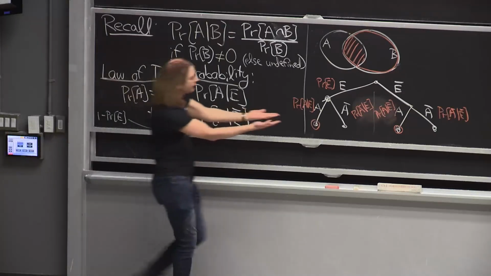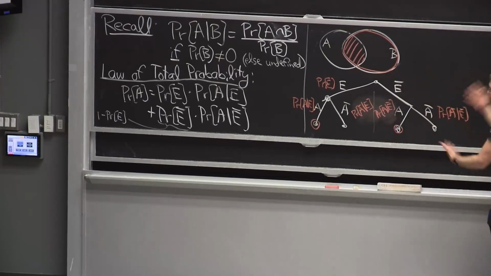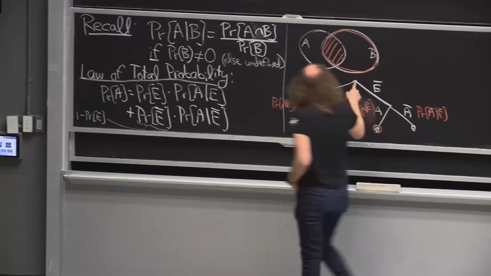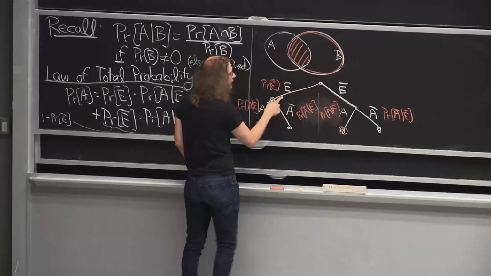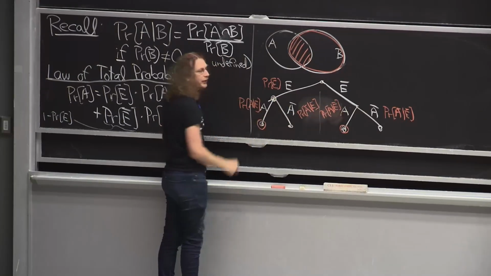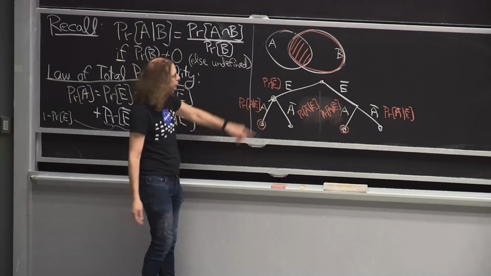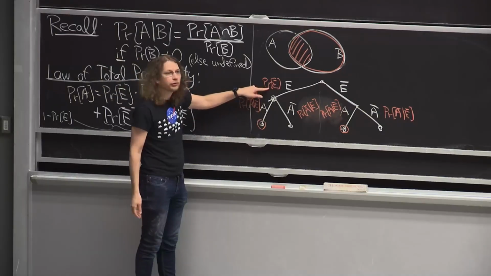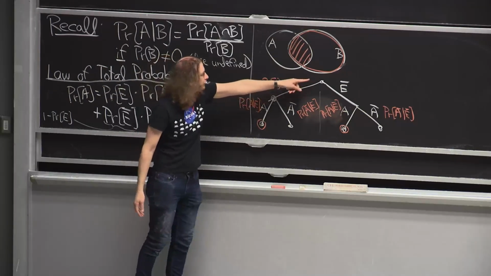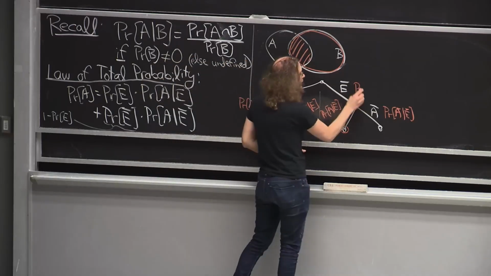I think it's easiest to see in this tree. I tend to draw my trees vertically. You can draw them horizontally, whatever. We have event E occurring or not occurring. And then separately, we have event A or not A occurring. And any of these could happen in any combination. When we write down a tree, usually we write conditional probabilities on the edges. At the beginning, there's no condition. So it's just the probability of E on one side and the probability of not E on the other side.